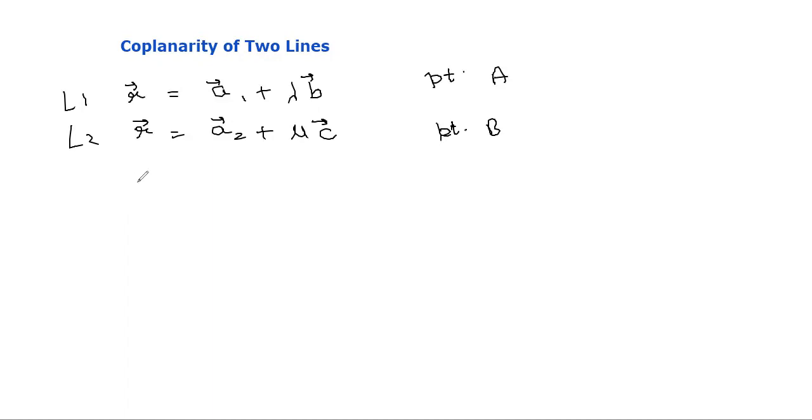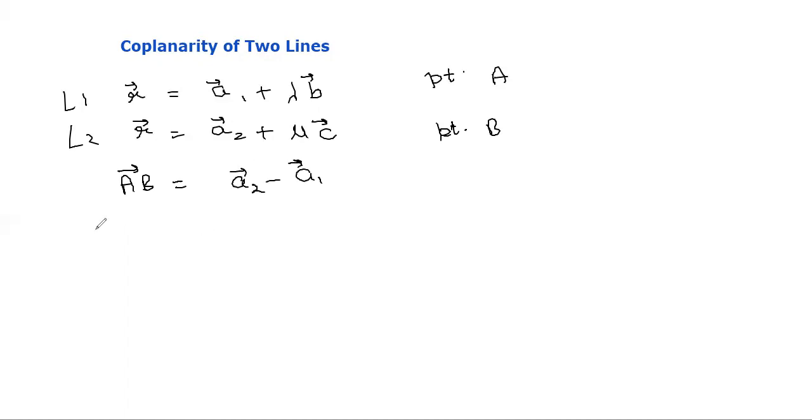So vector AB represents a vector which is along the two lines, and it is also on the plane on which these two lines lie. It would be given by vector A2 minus A1.